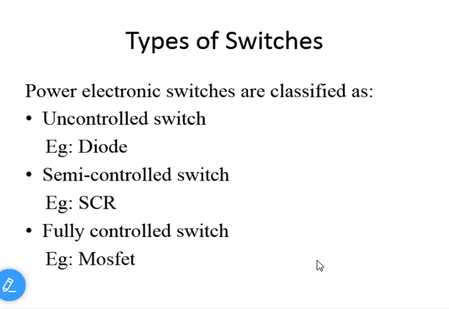Switches are classified into three categories: uncontrolled switch, semi-controlled switch, fully controlled switch. An example of the uncontrolled switch is the diode. To understand these switches, let us discuss them with examples. Now let us take the first case, uncontrolled switch with the example diode. A diode has two terminals, anode and cathode.